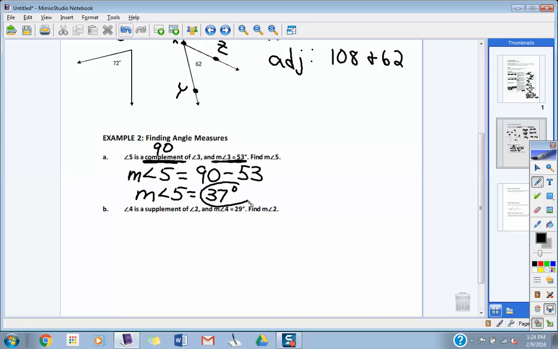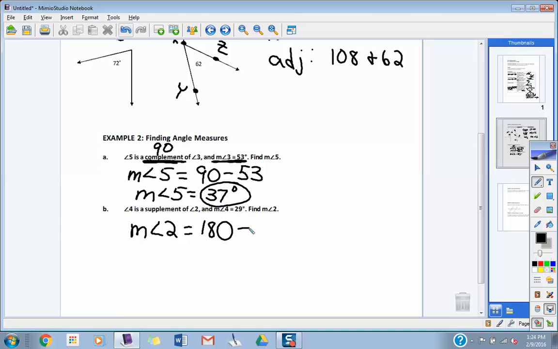Okay, how about a volunteer to explain how B works? B says angle 4 is a supplement of angle 2. Measure of angle 4 is 29 degrees. Find the measure of angle 2. Supplement. What value are you going to start with? 180. What do you have to subtract out to get your unknown angle? 29. So, Chloe, if I understand you correctly, you're saying the measure of angle 2 equals that 180, because the angles are supplementary, minus my known angle of how much? 29.